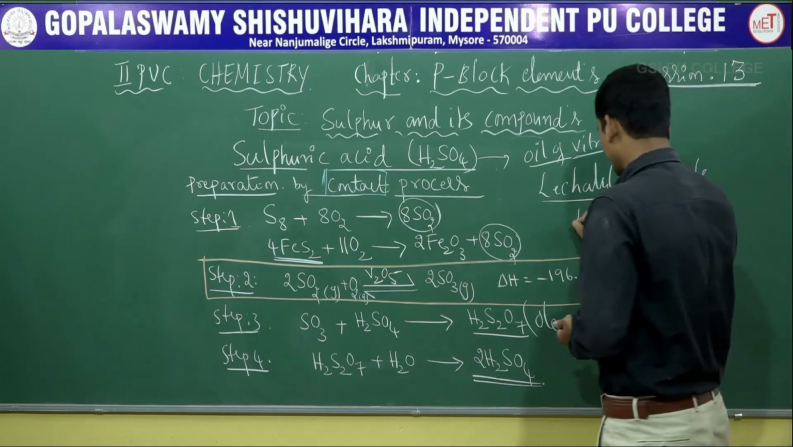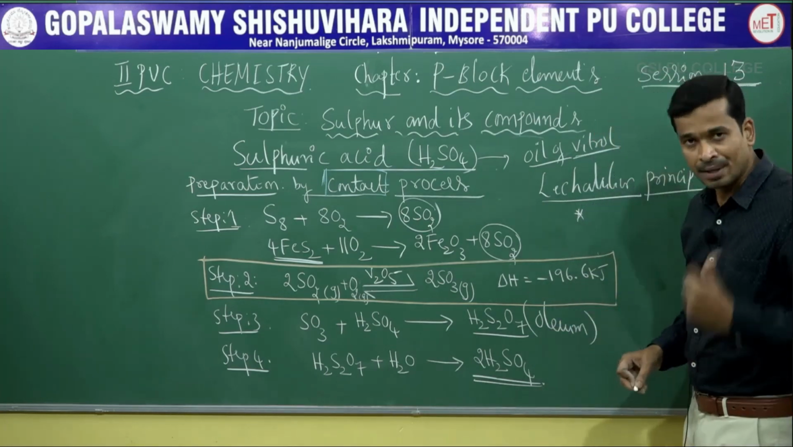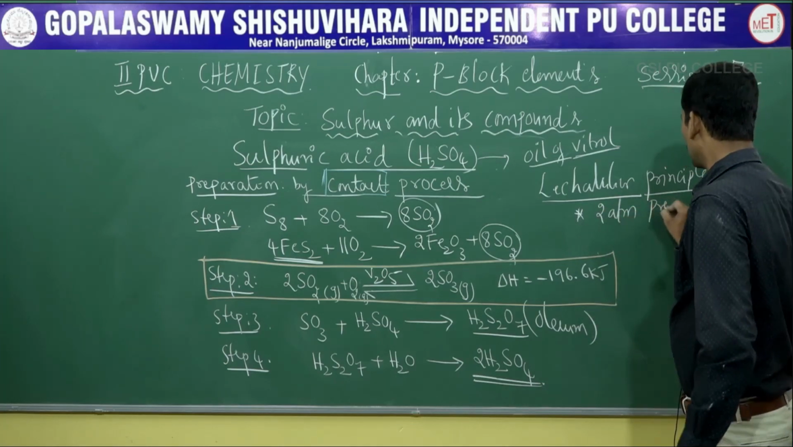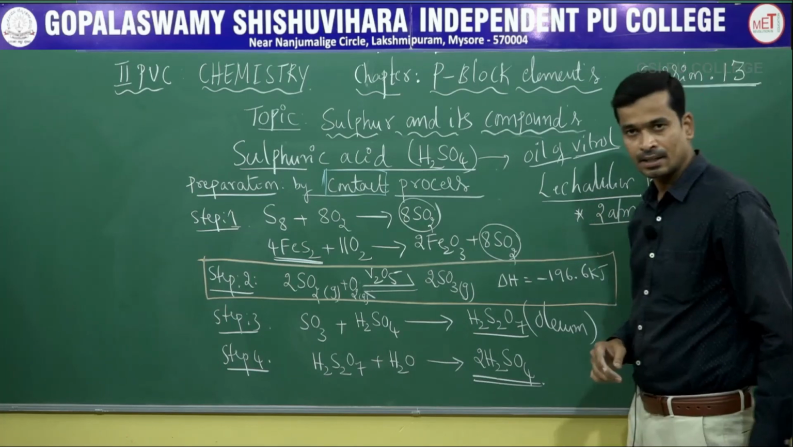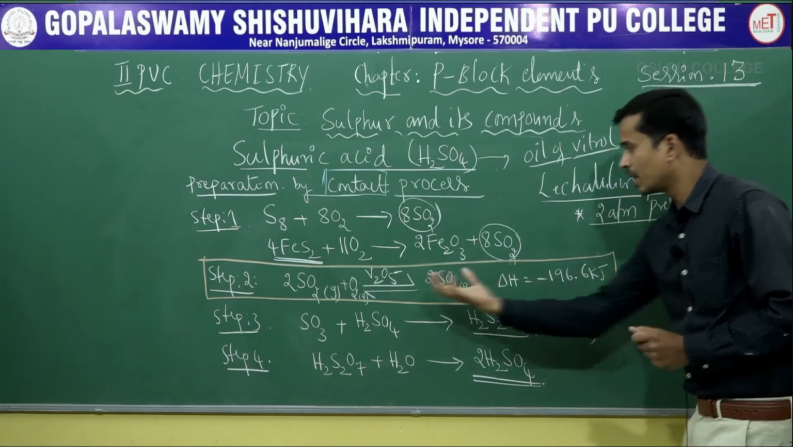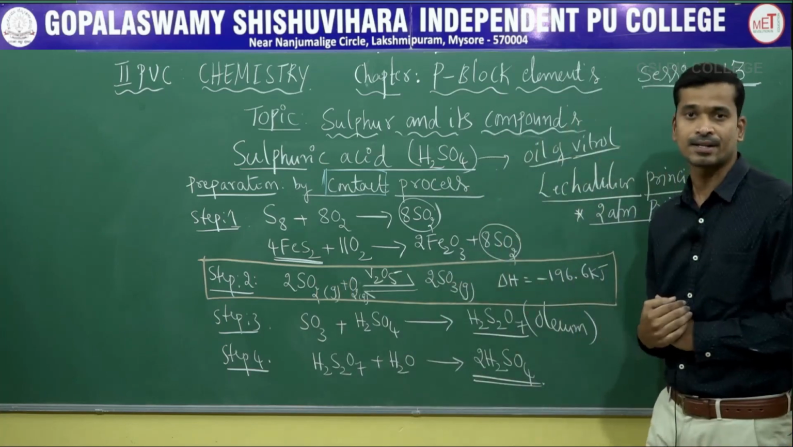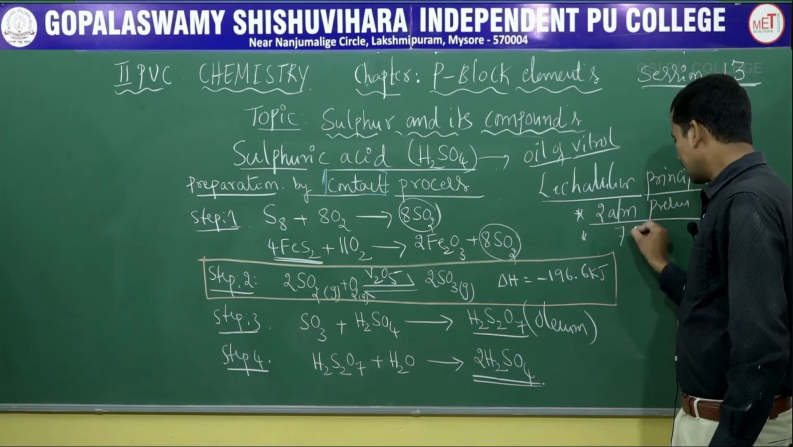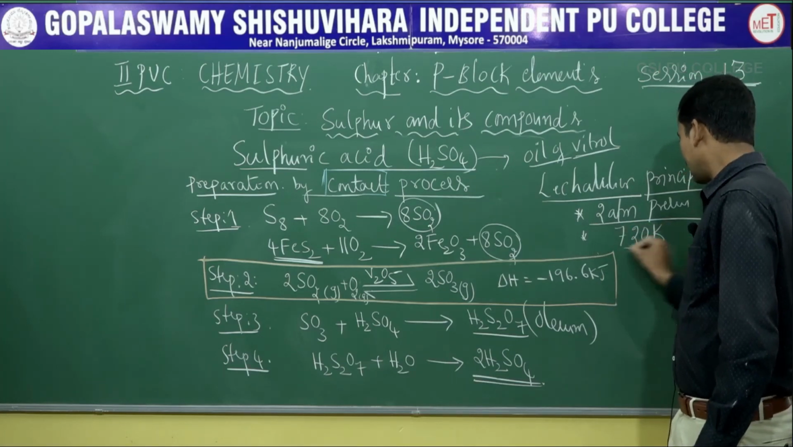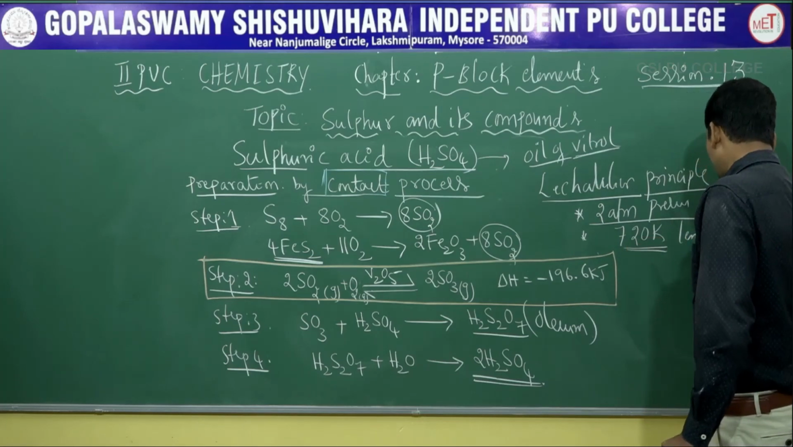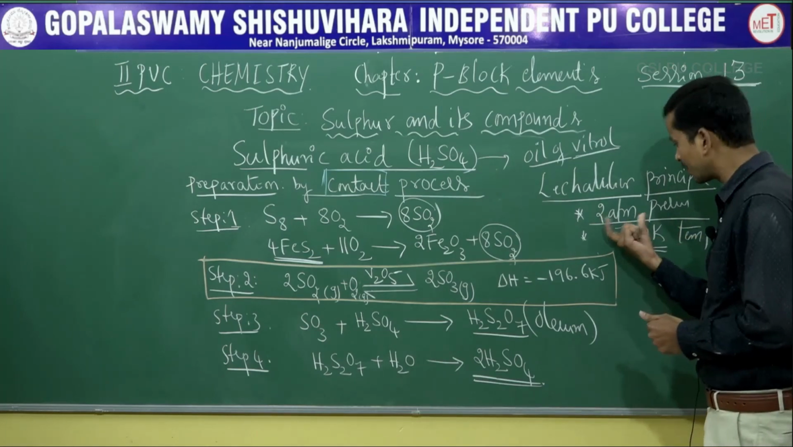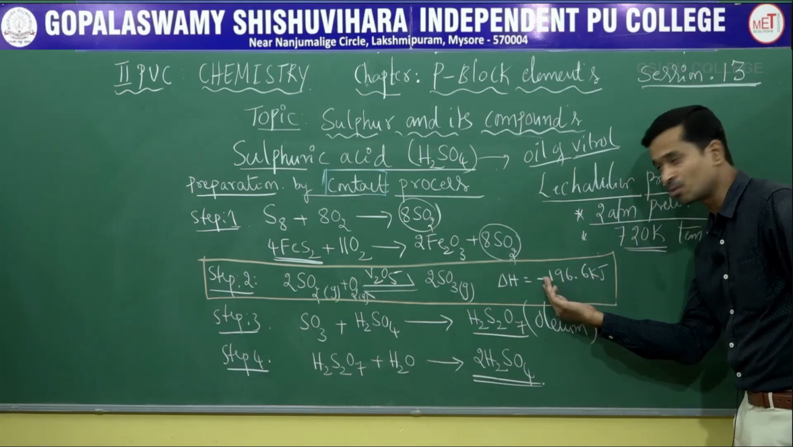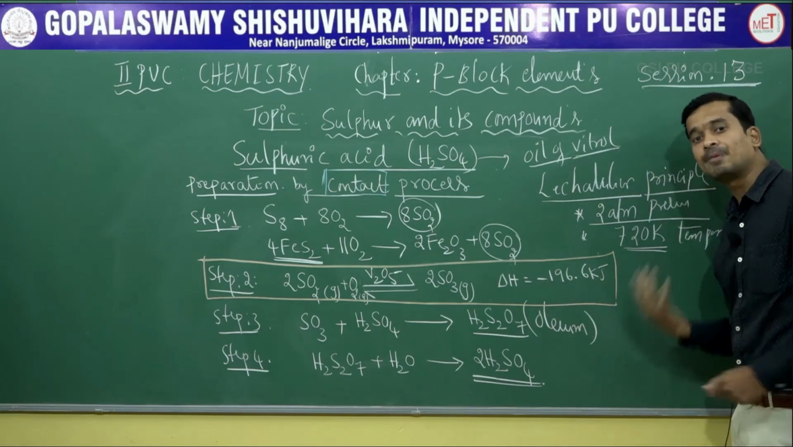The first is to maintain a pressure of 2 atmospheric pressure. Clear? That is the first optimum condition to get a maximum of sulfur trioxide. The second is to maintain 720 Kelvin as the temperature. The optimum temperature is 720 and the optimum pressure is 2 atmospheric pressure, because it is exothermic, meaning what? Heat is liberated. Optimum means what?